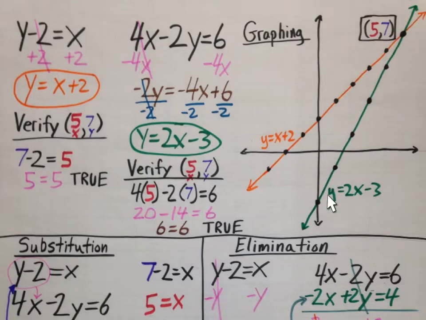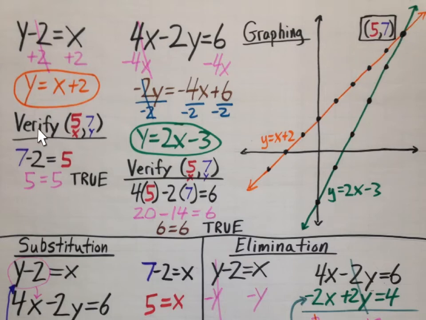So here in the green, you can see I start at negative 3. My slope is 2, so I'm going to go up 2 over 1, up 2 over 1, up 2 over 1. And as I keep my graphs nice and accurate, you will notice I hit right there at 5, 7. Again, you have to be very accurate graphing these two to find the point where they cross. Be very patient and accurate.